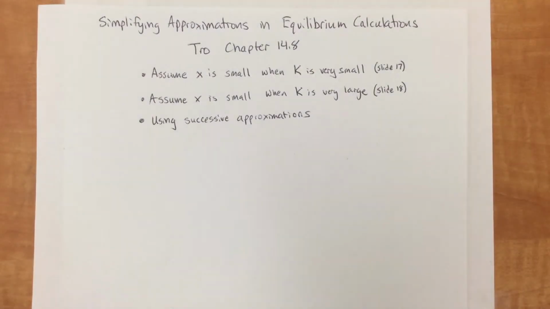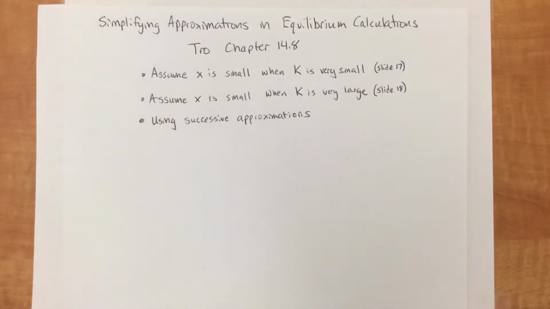In this video, I will show you how we can make simplifying approximations when performing equilibrium calculations. This content comes from Chapter 14.8. The first thing we'll do is cover how when K, the equilibrium constant, is very small, we can assume x is small. This comes from the content in slide 17 of the lecture notes.